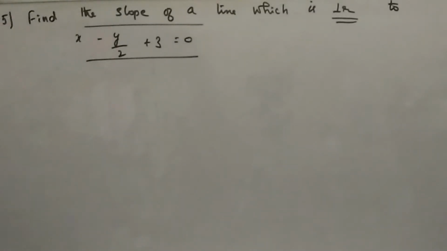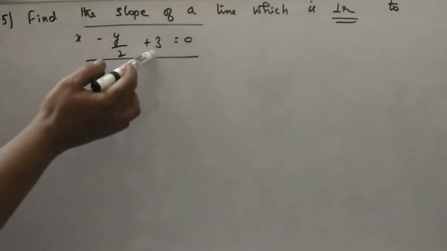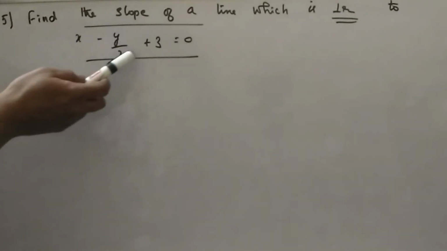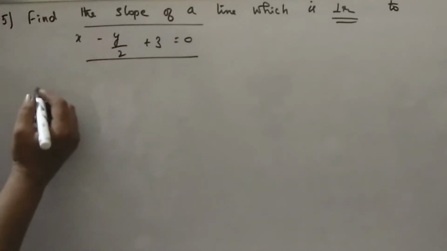Question number 5. Find the slope of a line which is perpendicular to the line x minus y upon 2 plus 3 is equal to 0. So find the slope of the line first.